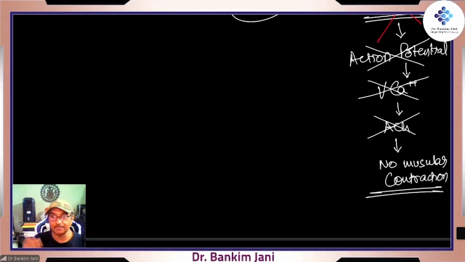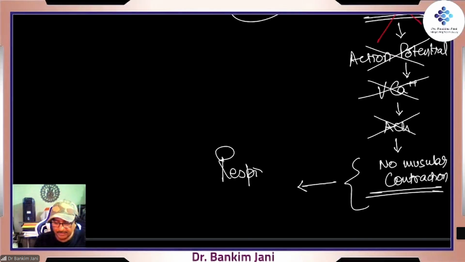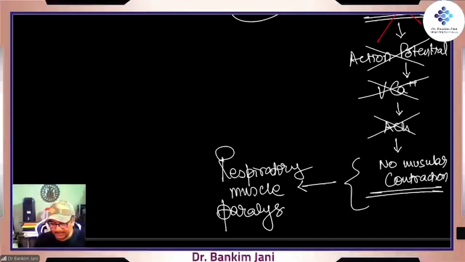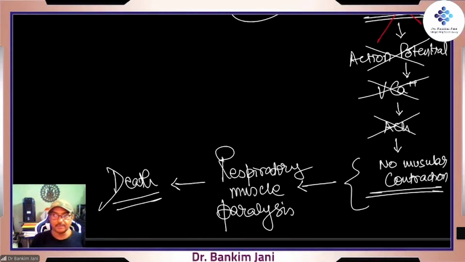Apart from other muscles, the important muscles will be the respiratory system muscles. The respiratory muscle paralysis, and that leads to certain death. So this is one condition. In humans only we are talking about. All these conditions whatsoever we'll now be discussing, they're all present in humans.